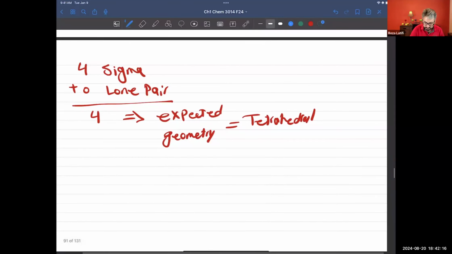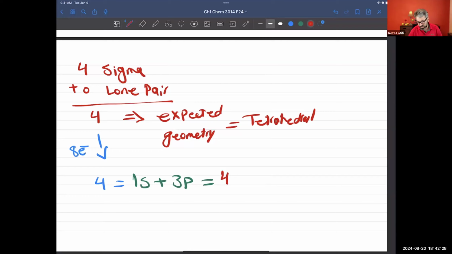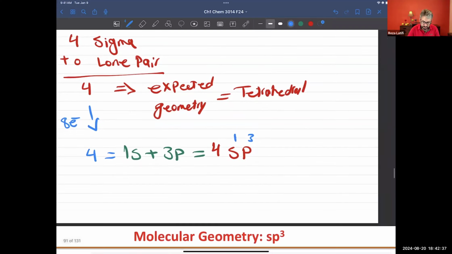But how about the hybridization? I have 4 pairs. That means I have 8 electrons. Okay, 4 pairs. So we're going to use 1 from S and 3 from P, and that's going to give us 4 orbitals of S and P. And what's the hybridization? From S, we used 1. From P, we use 3 of them. I should say this.